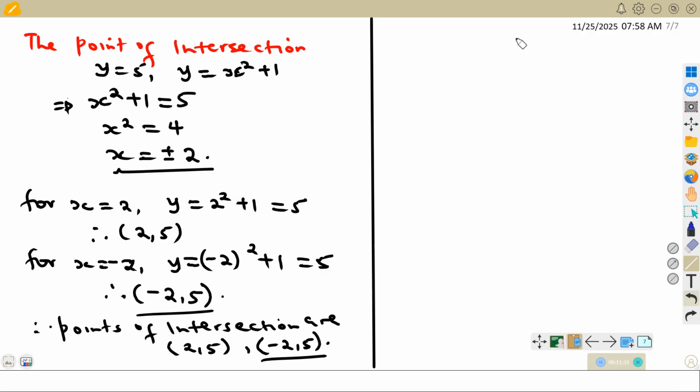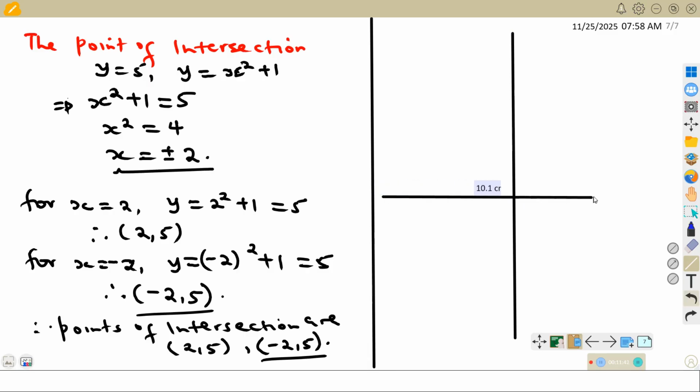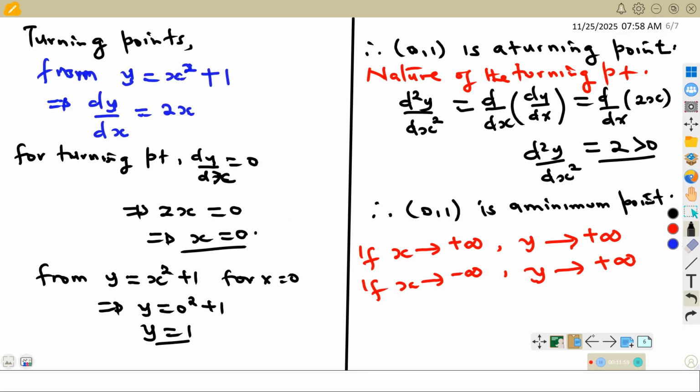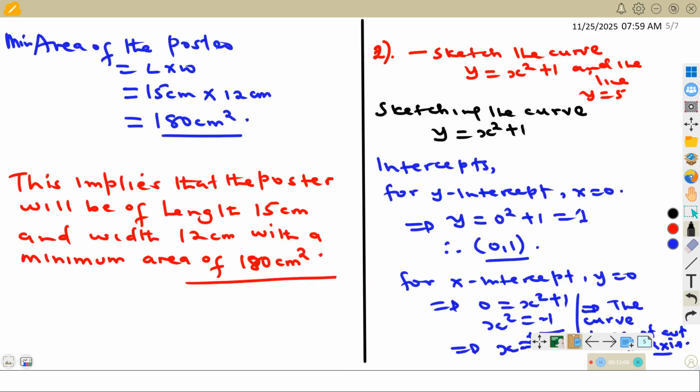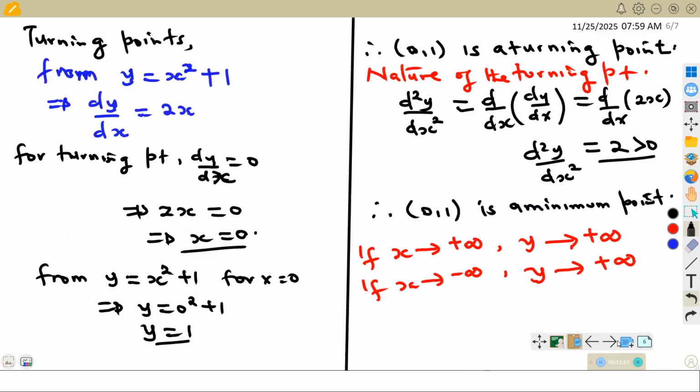So let us try to draw the curve and this line. If we are having our sketch as that, basically we shall have that. So we need to draw the curve. We have got the points of intersection, we have got the turning points, we have the intercept. Looking at that, we have got our intercept 0, 1, and it does not cut the x-axis. We have got our turning point, which is 0, 1, which is a minimum point, and x tending to positive, y tends to positive, x tending to negative, y tends to positive.